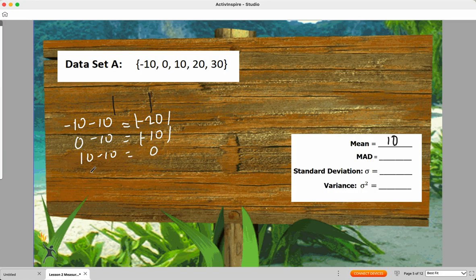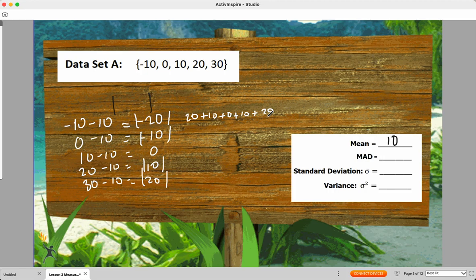10 minus 10, that's 0. It's not far at all. And then we're going to go 20 minus 10. That's 10, same absolute value. And then 30 minus 10. So you can see our data is all pretty well spread out. We're going to take the absolute value of each of those numbers, 20 plus 10 plus 0 plus 10 plus 20. That's how far apart they are.